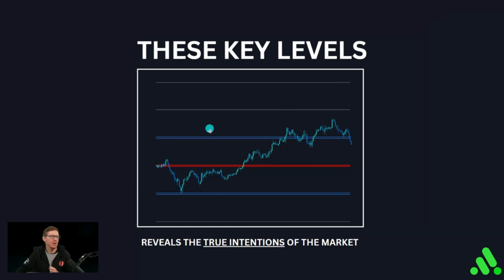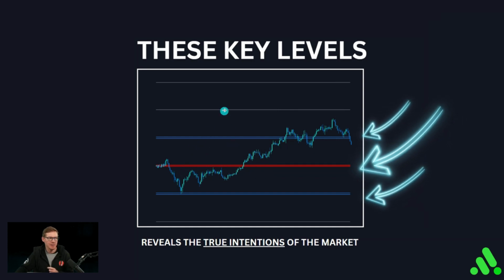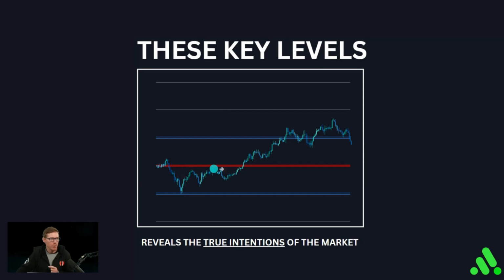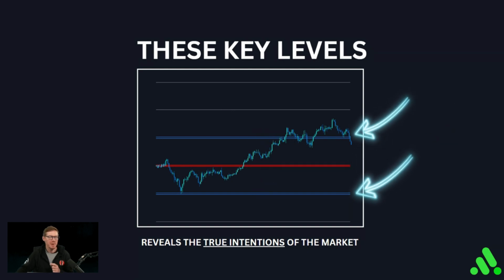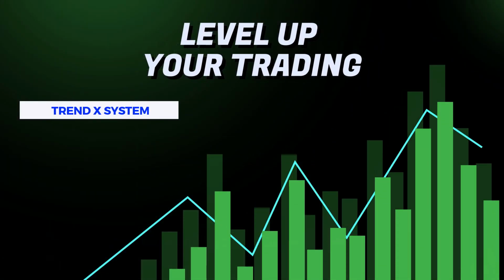If you look over here, you can see these key levels show you all the most important levels you want to know on the chart, and they reveal to you the true intentions of the market, specifically the main trend X pivot over here. And then we get our high and low of the ranges. But knowing where these key levels are located on the chart is going to change the way you trade.